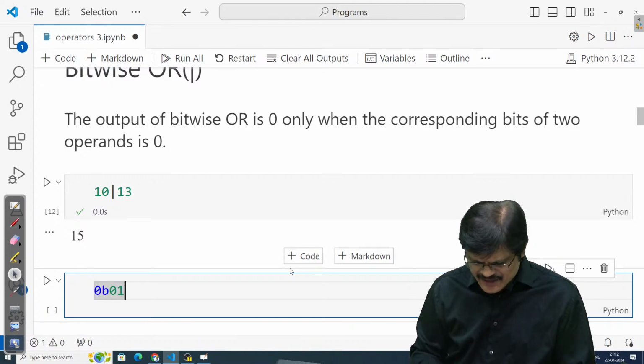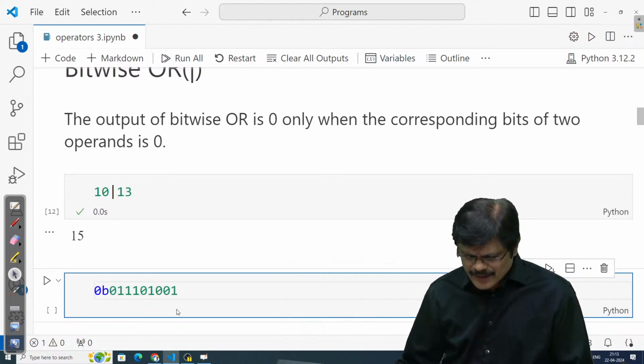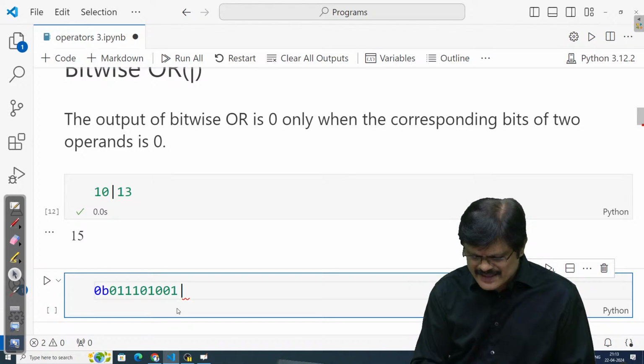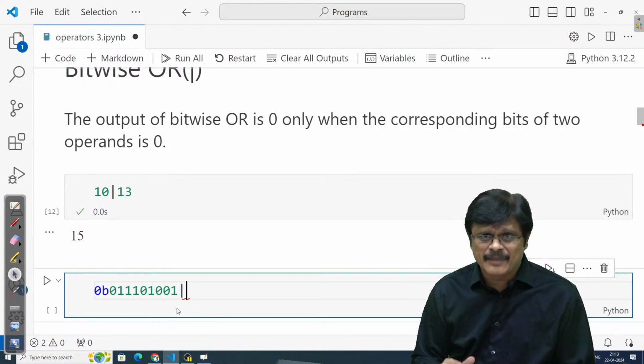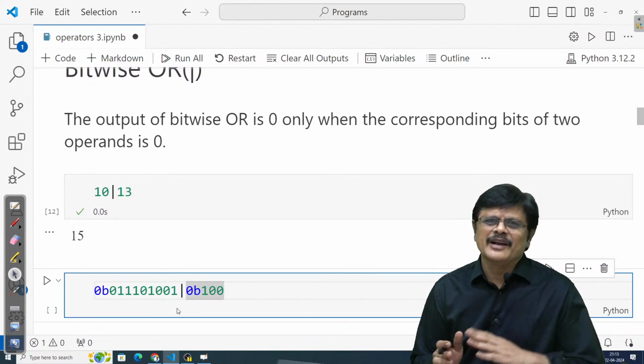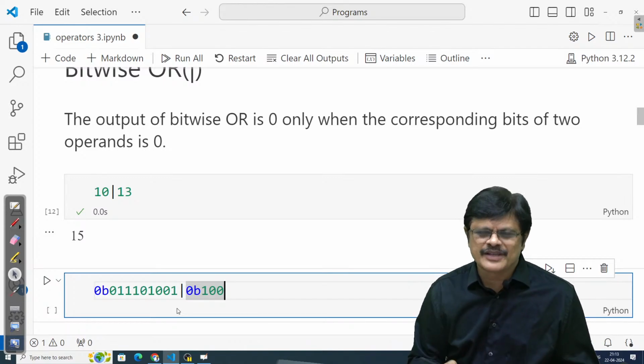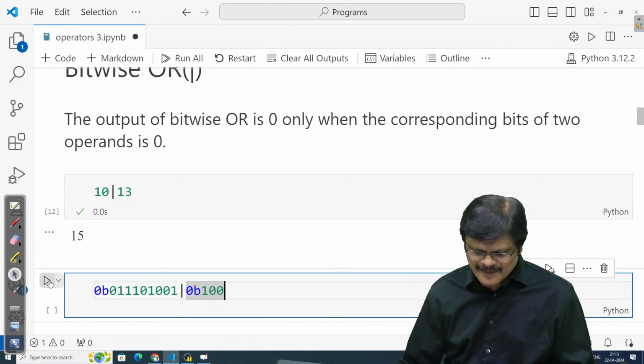So let us try 0 1 1 1 0 1 0 0 1. Okay, let us try different. This one is like we are having 4 plus 4, a 9-bit number I have taken. This time I take only a 3-bit number. So automatically what happened? The left side's bits are filled with zeros. That is obviously what happens. So what is the result, my dear friends?